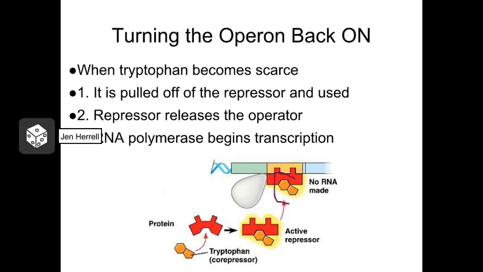Now, eventually, all of the available tryptophan is going to be used up by the cell. So at that point, it will pull the tryptophan off of the repressor so it can use it. That's going to cause the repressor to lose its shape. It will inactivate and fall off of the operator. Once that happens, RNA polymerase can now grab onto the operator and the promoter and begin transcribing that operon again. So by removing the co-repressor from the repressor, the cells can turn that operon back on.